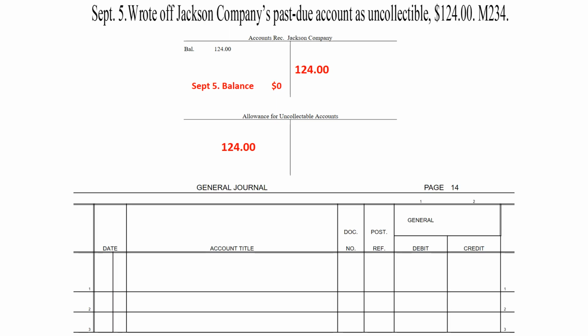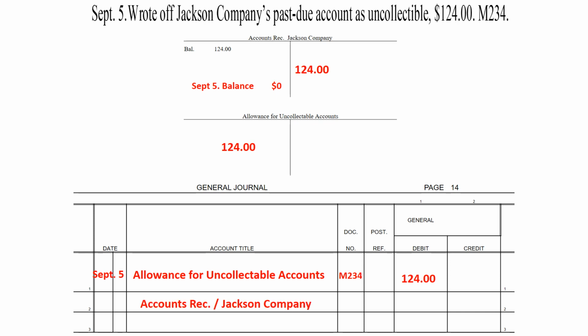So our transaction would look something like this: September 5. My account title would be my allowance for uncollectible accounts. My doc number would be M234, and my debit would be 124. Now my credit would be accounts receivable / Jackson Company. I would go through and put a slash in a post reference because remember, I'm going to have to post everyone's favorite to accounts receivable and Jackson's Company for that 124 credit. And that's how you record it off.